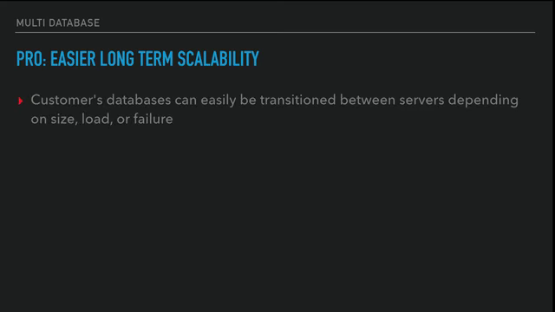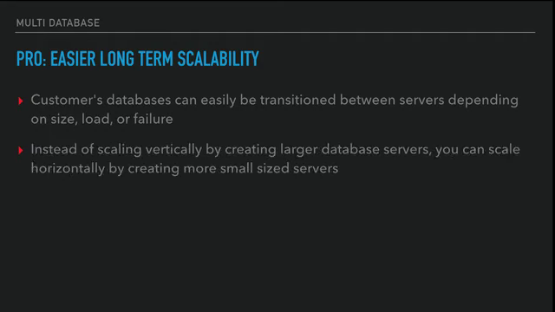The next would be easier long-term scalability. So your customers' databases can be easily transitioned between database servers depending on the size of the database, the load, or any type of failures. So instead of scaling vertically by just creating giant database servers, you would scale horizontally by just creating more database servers. So for instance, instead of having 1,000 customers on one database server, you could have 100 customers on 10 database servers. And that reduces your points of failure over time, because you could always have a slave database, but if something goes wrong with a database server getting deleted entirely, you're still going to bring down all of your clients. But if it happened in this case, you would bring down 10% of your clients until you got that fixed.